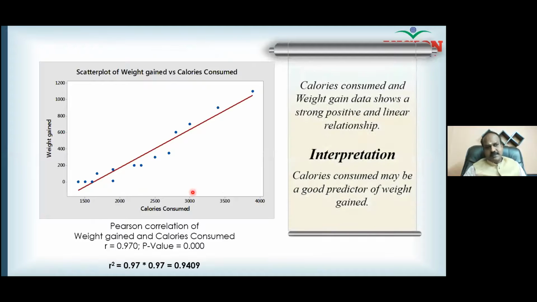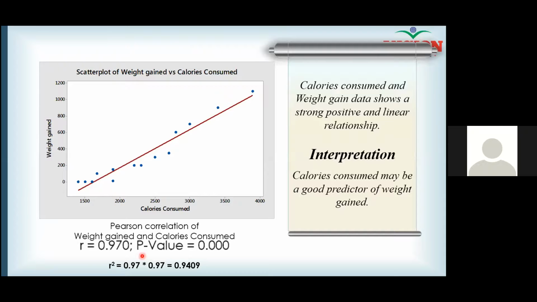Now, what is the relationship you are seeing here in the scatter? Positive, strong. The word strong is again confirmed by the R value. How much is the R value? 0.97. So calculate R square. R square is how much? 0.94. What does it mean? 94% of the changes in your body weight depends on calories.